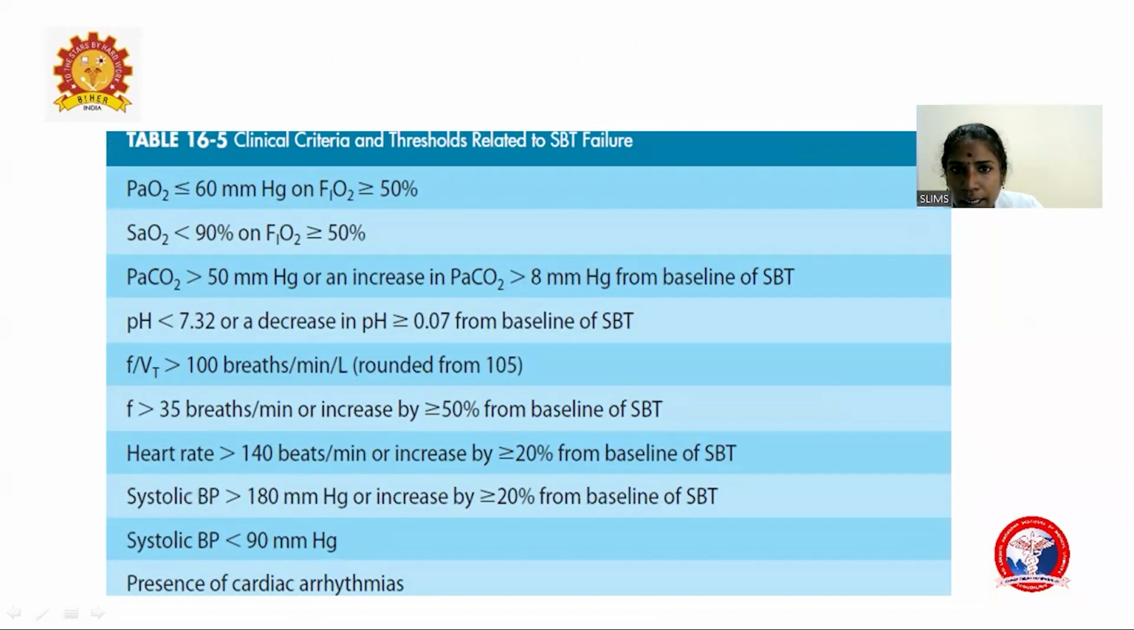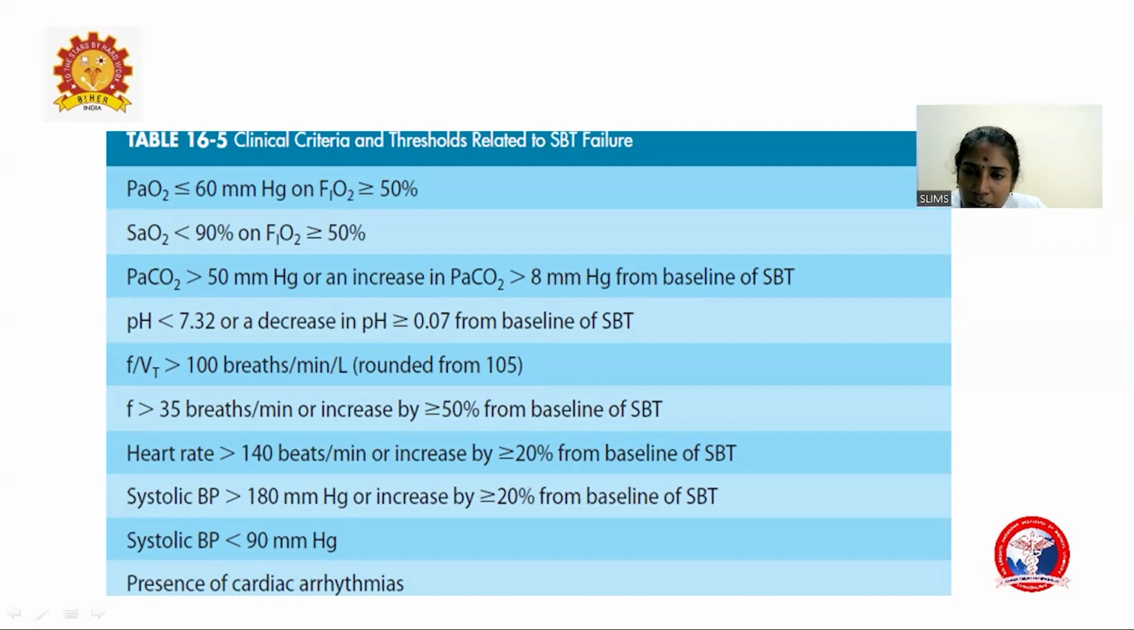Here is the clinical criteria. These are the clinical criteria by which the SBT is considered failed. When can we say SBT failure has occurred? If the PaO2 is less than 60 millimeters of mercury on FiO2 of more than 50%, or SaO2 of less than 90% on FiO2 of more than 50%. Then partial pressure of carbon dioxide more than 50 millimeters of mercury, or an increase in PaCO2 of 8 millimeters of mercury from the baseline of the SBT.